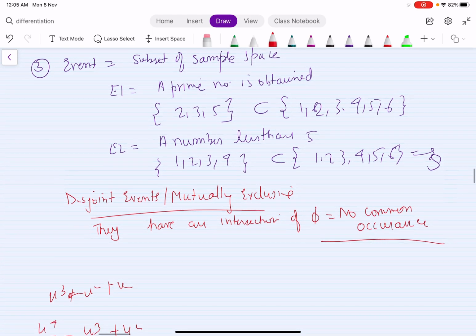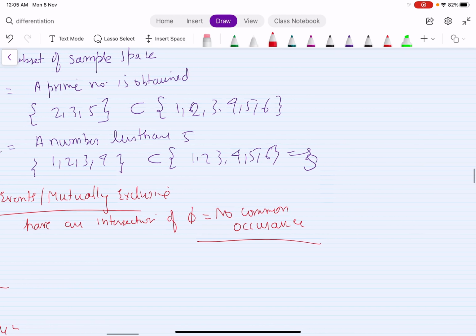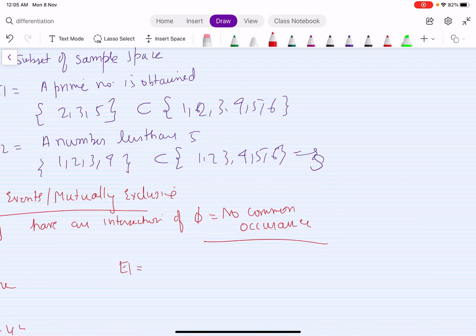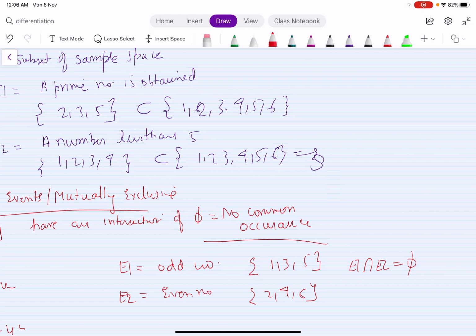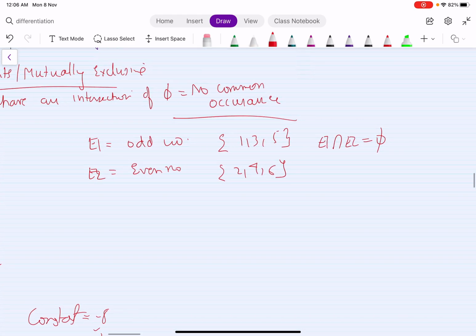In this particular case, let us define the first event E1 as an odd number and E2 as an even number. 1, 3, 5 are the possible odd numbers in rolling a die, and even numbers are 2, 4, 6. You can already see there is nothing common in this. If an odd number occurs on rolling a die, the even number obviously will not occur, and if an even number occurs, an odd number will not occur. So the intersection of E1 and E2 is phi. So these are mutually exclusive or disjoint events.